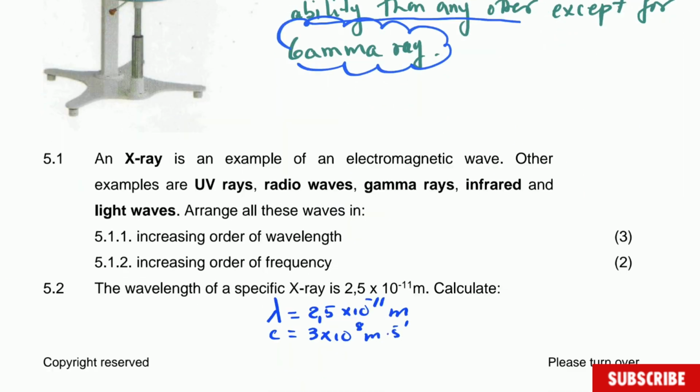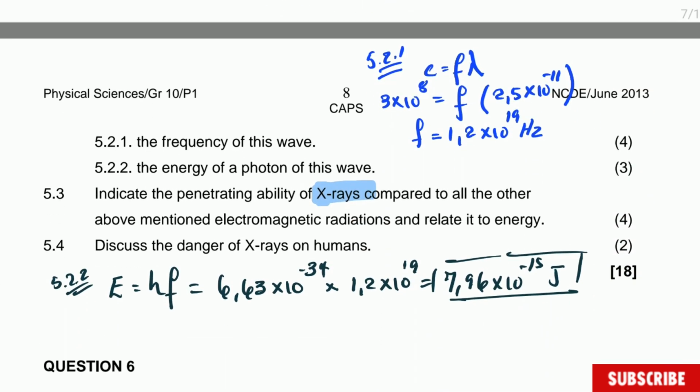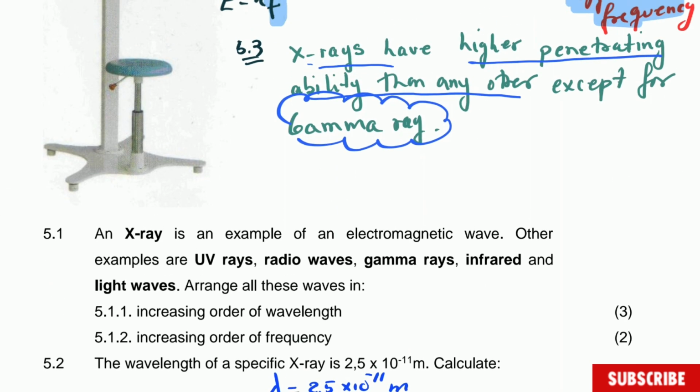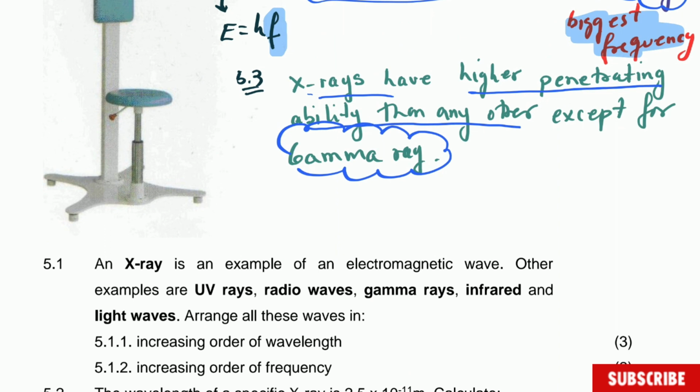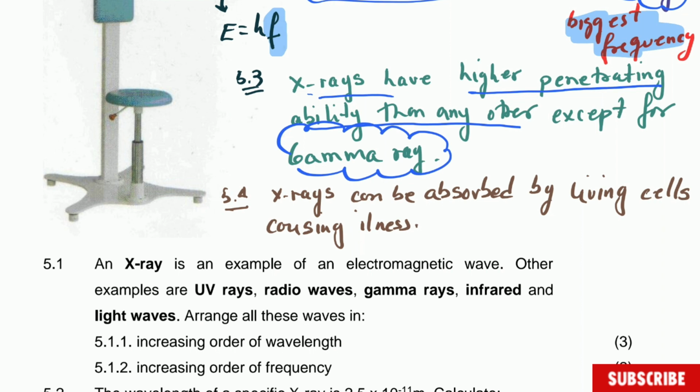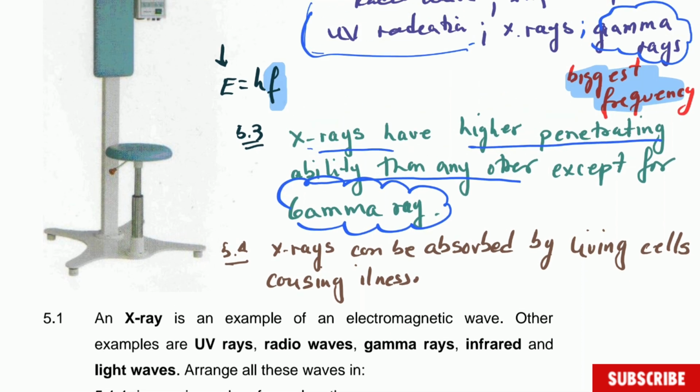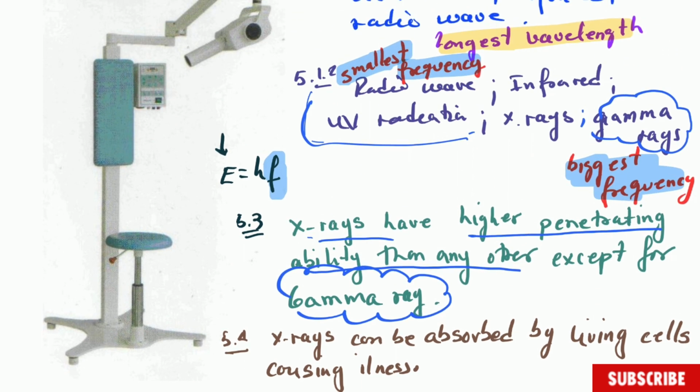It's quite simple. And to finish this question, they say discuss the danger of X-ray on humans, guys, and that one is also quite important. If you ever go to the hospital to do an X-ray, you will see all the protection and things that they do there, so you cannot get damage. Alright, so what we have to say here is that X-rays can be absorbed by living cells causing illness. Guys, there are examples of people that get cancer because they were overexposed to X-rays and so on. But you can go and search more about the danger of the X-ray.